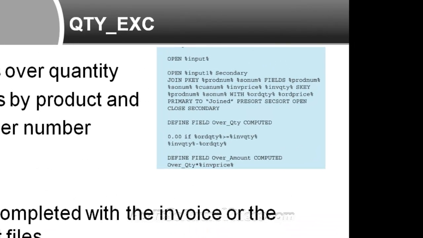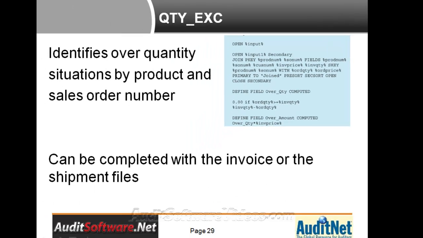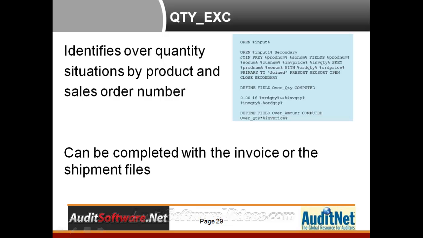However, I don't really care if an invoice is less than the order quantity. So if the order quantity is greater than the invoice quantity, I'm going to calculate a field, but that field will be 0. And if not, invoice quantity minus order quantity will be presented when it is an over quantity situation. Then we're going to calculate that over quantity, multiply that by the invoice price to see how much we, in essence, overcharged or went over that actual sales order.